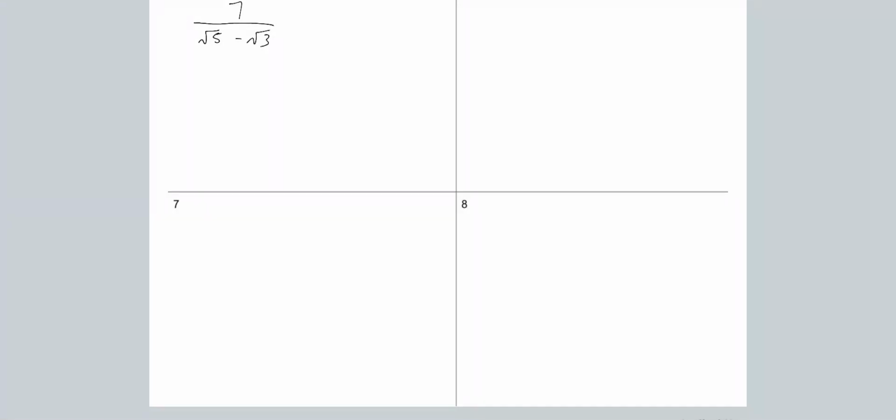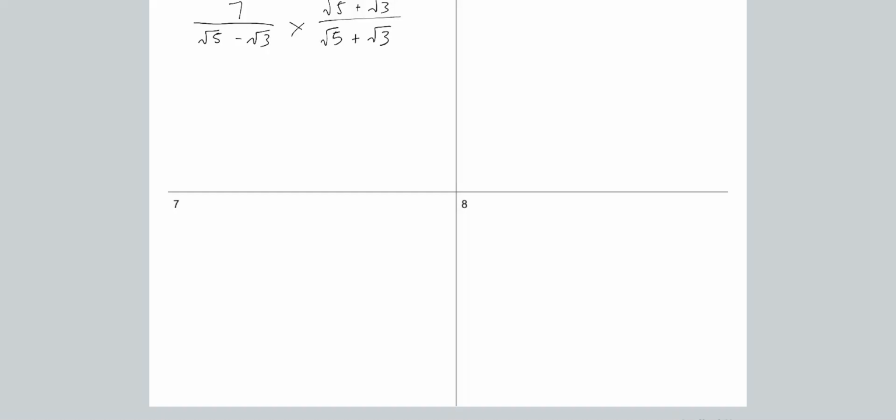Who's feeling brave enough to say, I think I know? Leo, go. Would it be square root of 5 plus? Right, opposite operation. Yep. And it's always the same top and bottom, otherwise it wouldn't be equivalent fractions. So it's just the same thing, top and bottom.